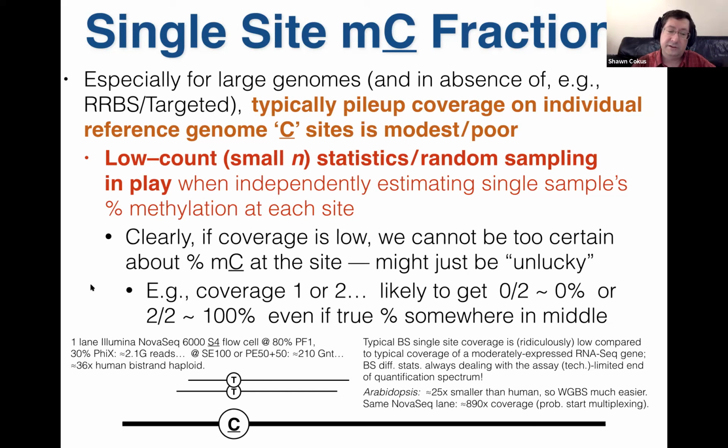That'll give you 200, just multiply by 100, you'll get 210 billion nucleotides out of that. And with the human genome size, that's about 36x coverage of the bi-stranded haploid human genome. That's not bad. That looks pretty good to me these days.